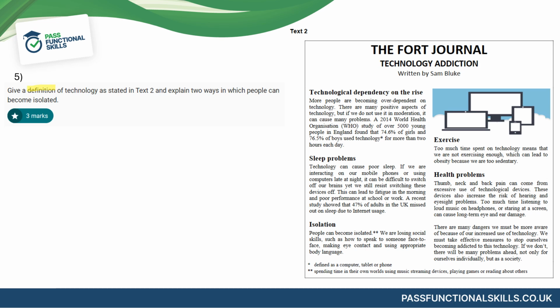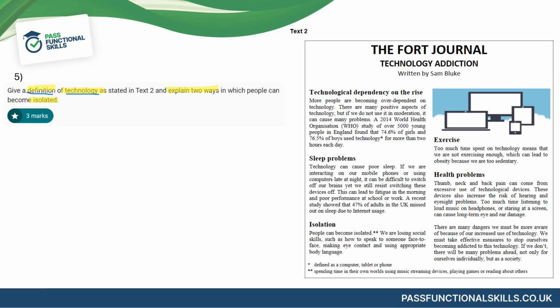Give a definition of technology as stated in text 2 and explain 2 ways in which people can become isolated. Okay, so this is a 3-mark question. So the first mark comes from just a straightforward definition of technology. Now remember, for definition questions, the first thing we want to look for is any presence of a glossary where it might be defined, or if there's a footnote where it's defined. Because if it is defined for you in the text, the exam board are only going to accept that wording. So that's why it's really important to check for those 2 things before you use a dictionary or anything like that.